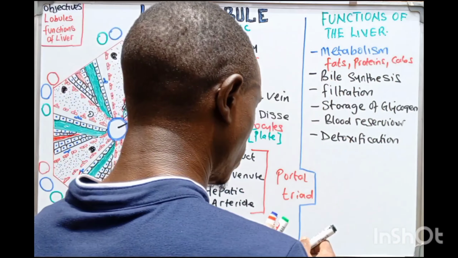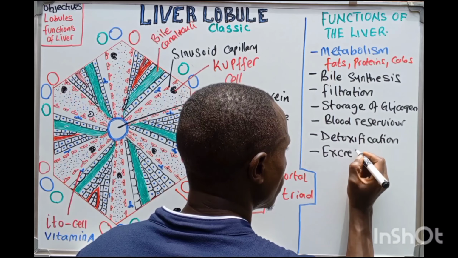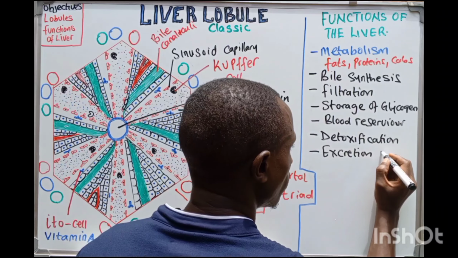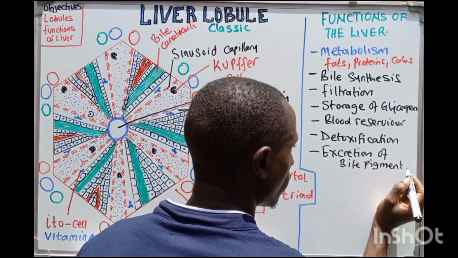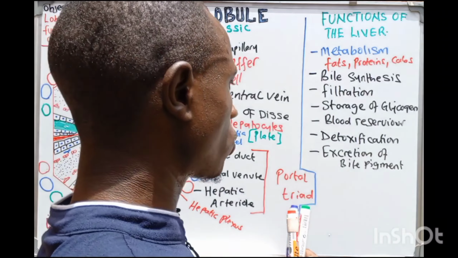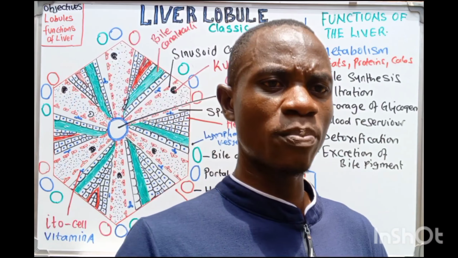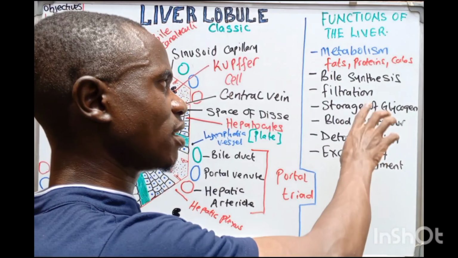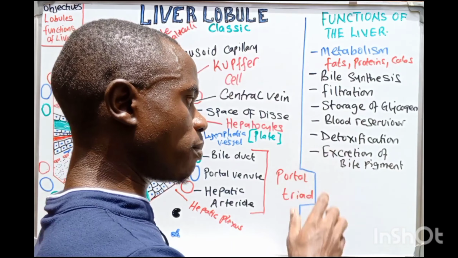Another function is going to be what we call excretion, excretion of bile pigments. And when we talk of excretion of bile pigments, for example, the excess cholesterol and also bilirubin are going to be excreted through the liver in the form of bile pigments.